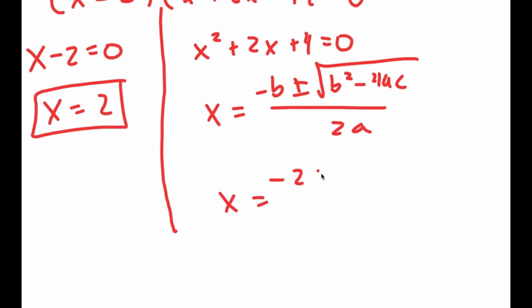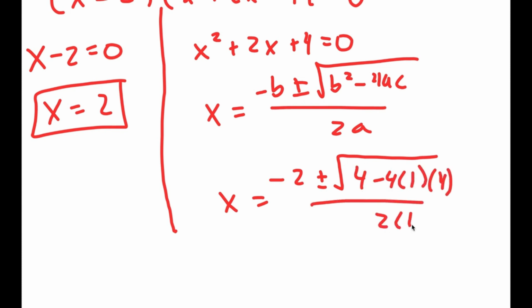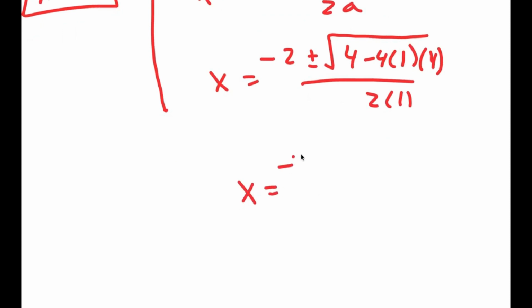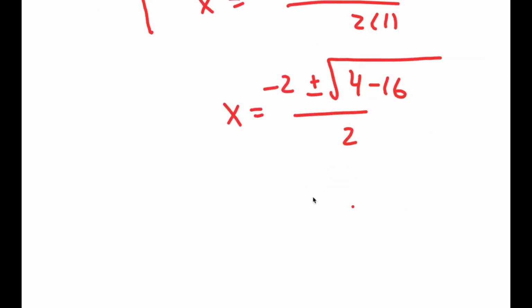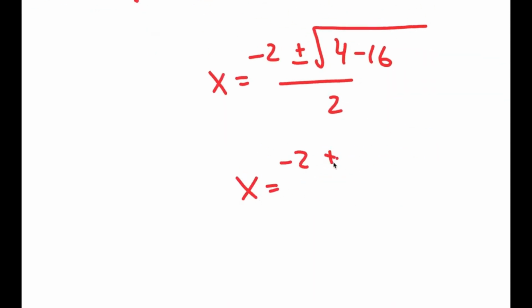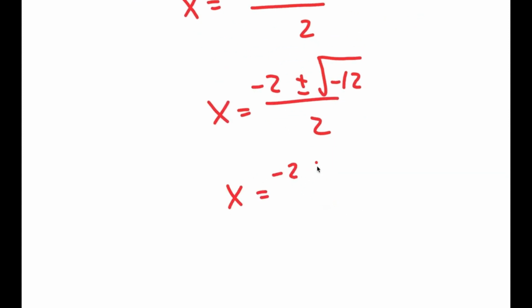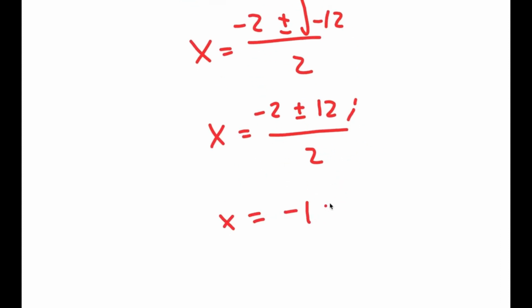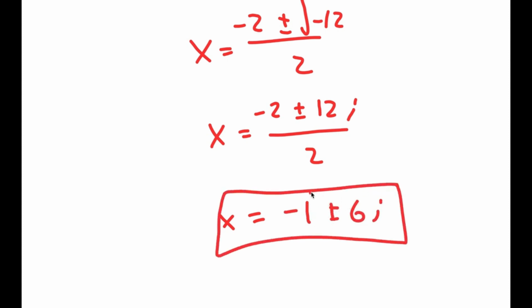So I get negative 2 plus or minus the square root of 2 squared, which is 4, minus 4 times a, which is 1, times c, which is 4, all over 2a, so 2 times 1. And this turns into negative 2 plus or minus the square root of 4 minus 16 over 2, which is equal to negative 2 plus or minus the square root of negative 12 over 2. Which is equal to negative 2 plus or minus 12i over 2, which is equal to negative 1 plus or minus 6i. So these are the two more solutions to this equation.